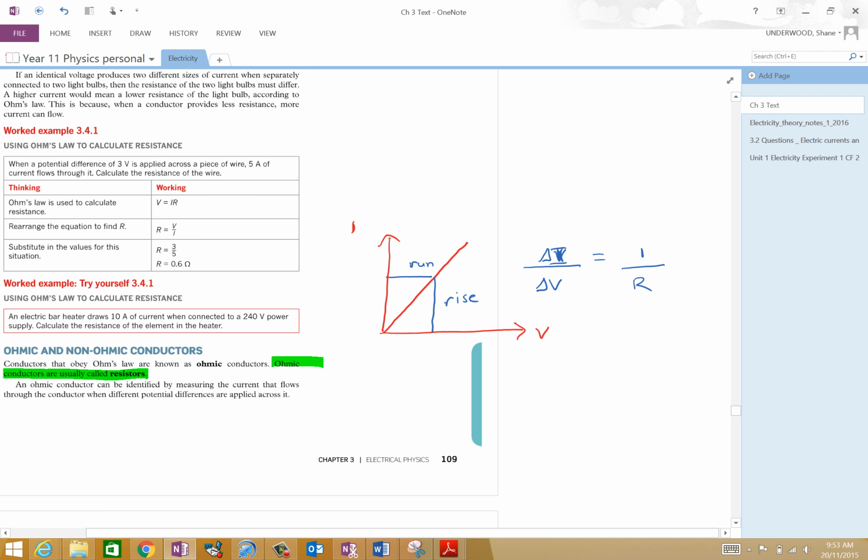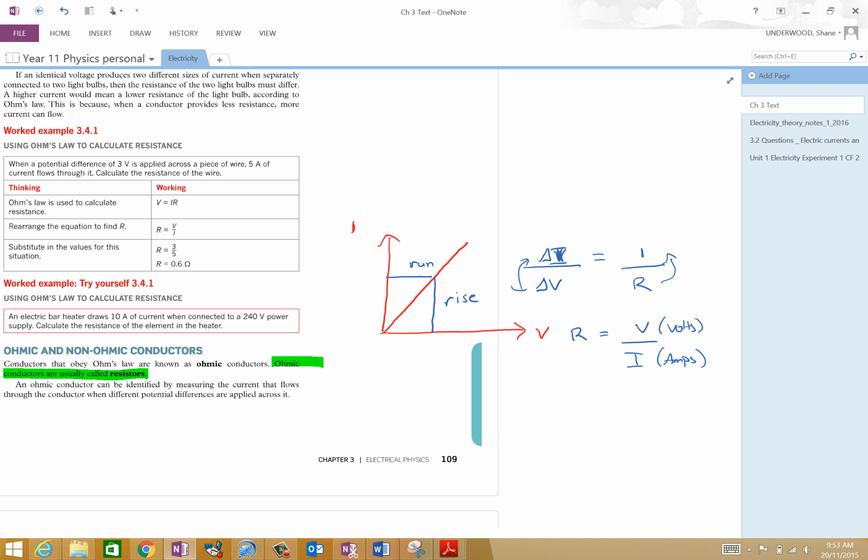Now, if I do the old flipperoo, if I flip that over, or if you like, cross multiply, resistance is equal to the voltage over the current. Voltage in volts, of course, and current has to be in amps. A lot of the time we might deal in milliamps, microamps, etc.